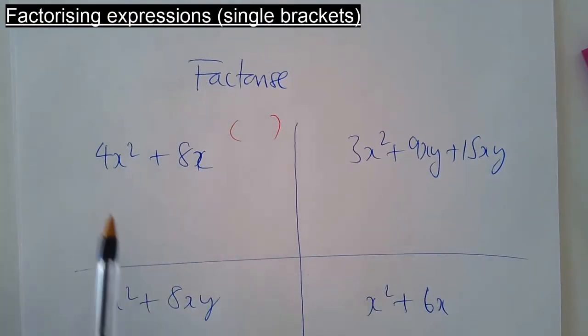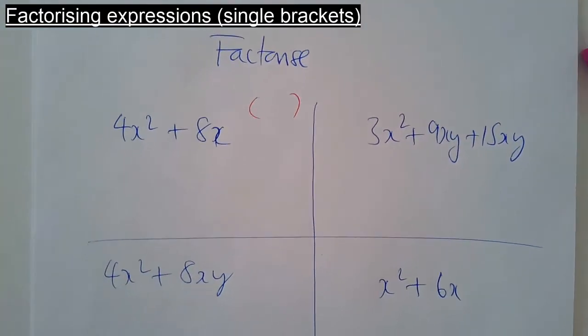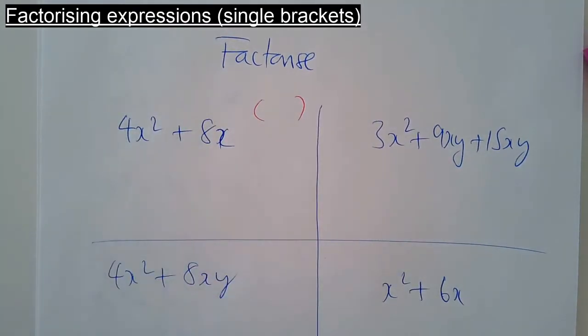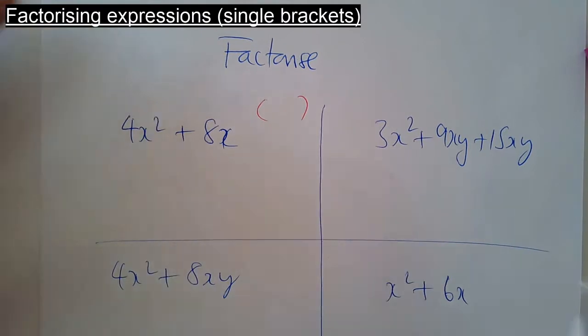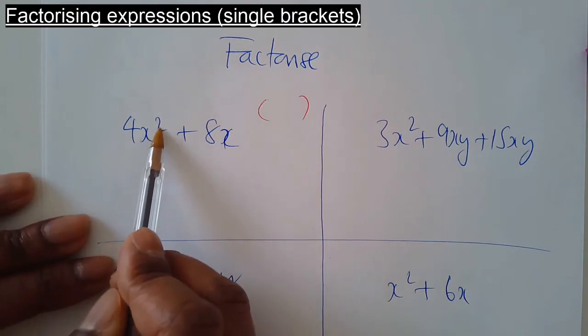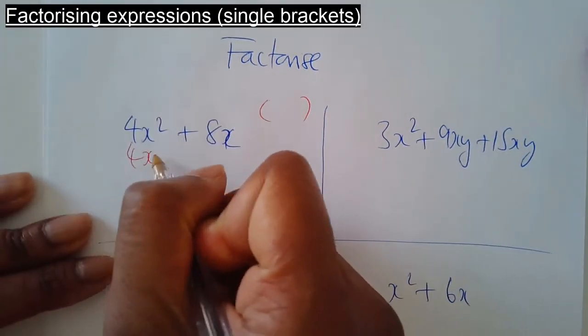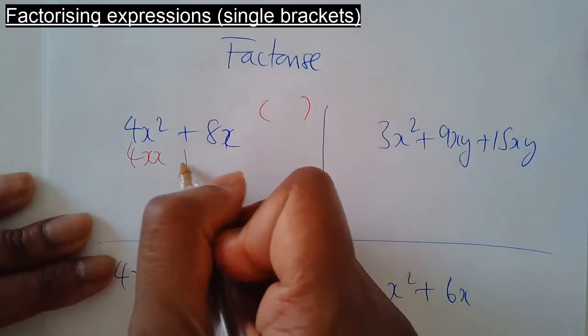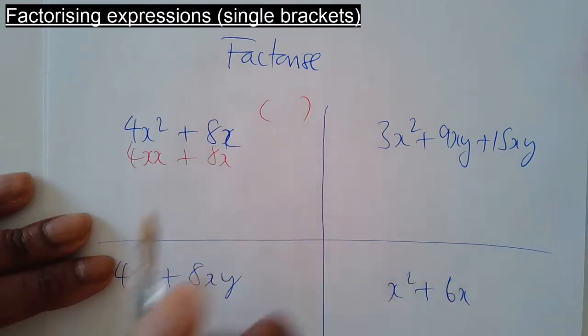First question, factorize. Now before I do this, what I would like to do is break this down. Once you get used to factorizing, you won't have to do this extra step that I'm showing you right now. Right, x squared means x times x. 4x means 4 times x. That one doesn't need breaking down.